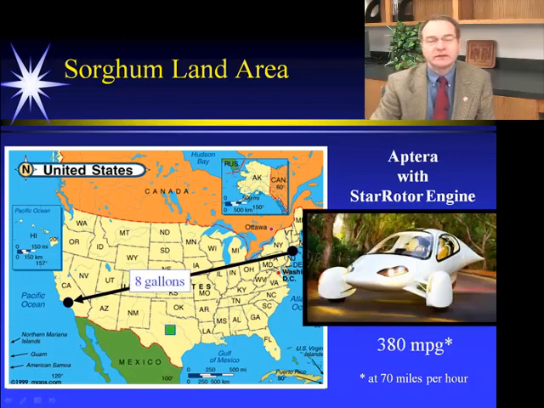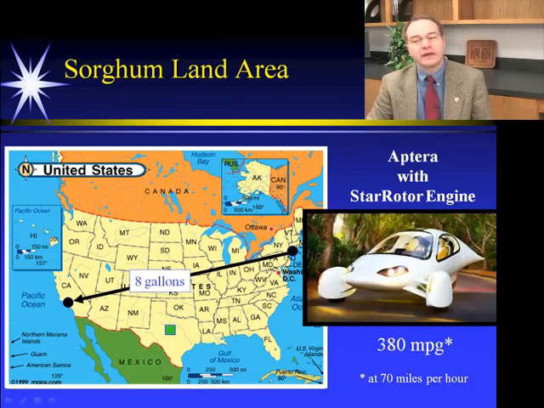Well, is that the limit of technology? No, we can do even better. If we package the star rotor engine into an Aptera, which is an automobile being developed in California, you see that we get about 380 miles per gallon. And now our cross-country trip would take only about 8 gallons of gasoline. And the land area required to supply all of U.S. gasoline needs, if everybody drove Apteras, shrinks to be quite small.